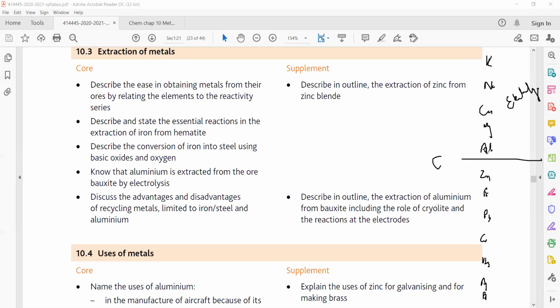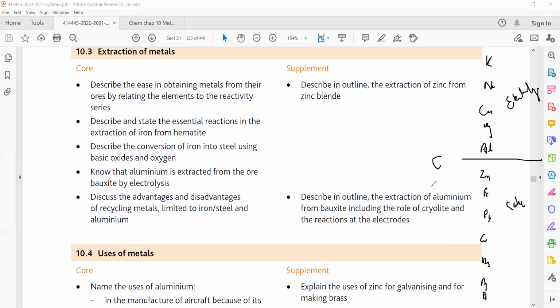For less reactive metals, the elements which have reactivity less than carbon, we can simply heat them with coke. And for the least reactive metals, we can simply heat them, we don't even need carbon. If we supply heat energy, it can decompose into metal and oxygen. So describe the ease in obtaining a metal from their ores, relating the element to the reactivity series.